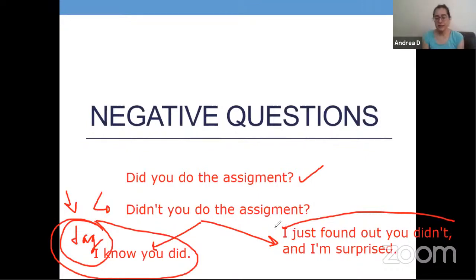Usually, when you have a negative question, it has that surprise, or sometimes you use it when you're mad at somebody. Or when you actually want to know something, when you have an open question, for example, why didn't you do the assignment? In that case, I already know that you didn't do it, but I just want to know why, so it is more useful than tag questions, because you can actually extract information.